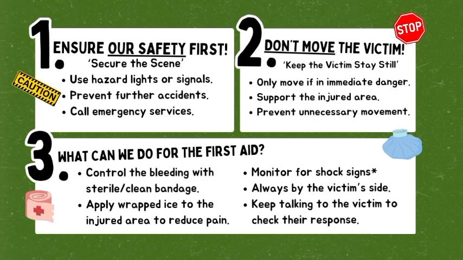And the third step is, of course, what can we do for the first aid for the fracture? The first thing is we must control any bleeding the victim has. You can control it using a clean or sterile bandage. Then you can apply an ice pack, if you have one, to reduce their pain. Then you must always be by their side to check for any signs of shock and keep monitoring their response.